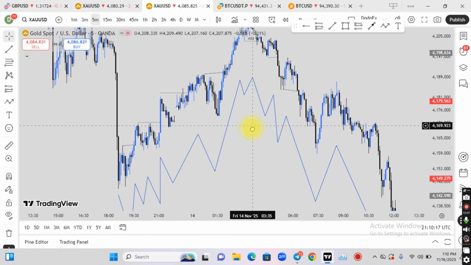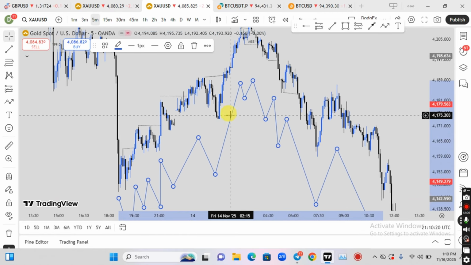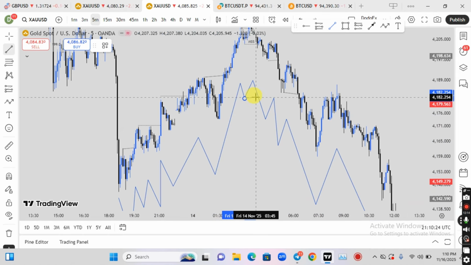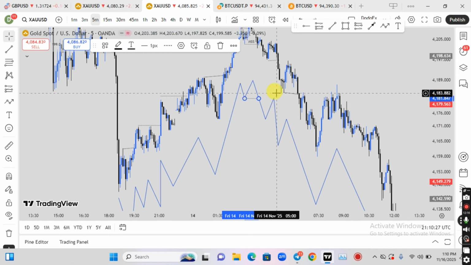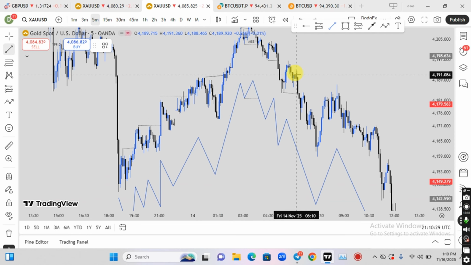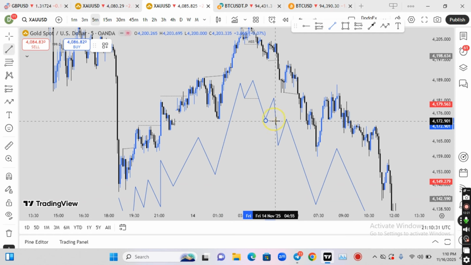This is what we call a pattern. This one is called a pattern. I tried to design it out. Then it now gives us a change of character here. Then it started giving us a break of structure here. It's on a continuous trend.